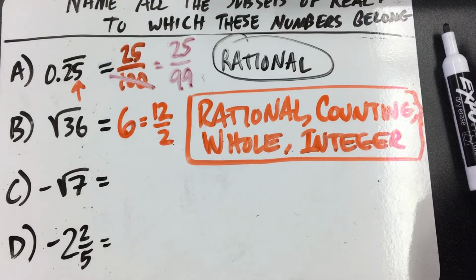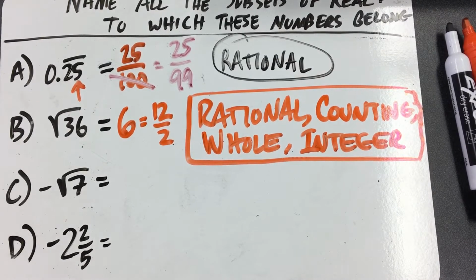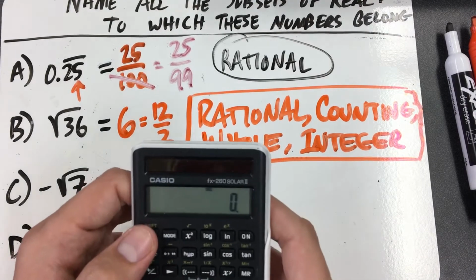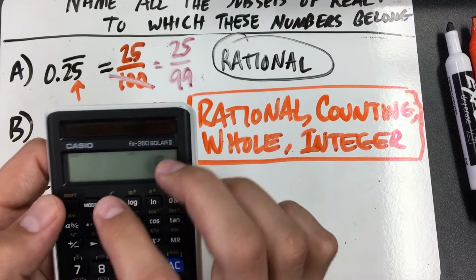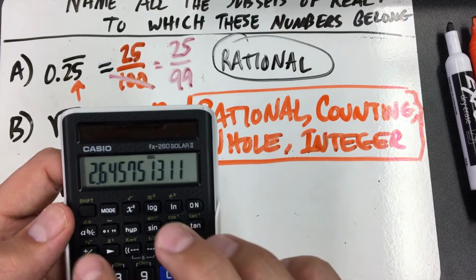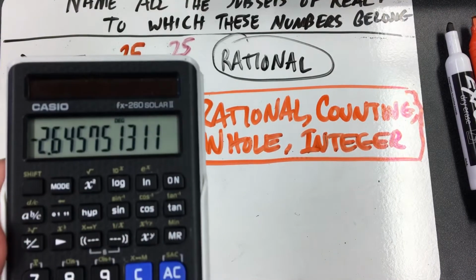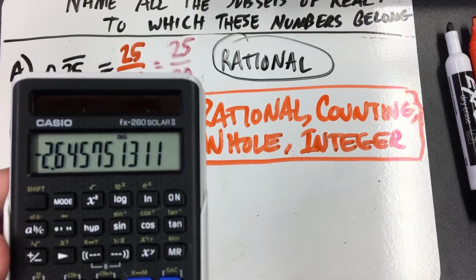Okay, the next one is the square root of 7. Do we know the square root of 7 in our head? I don't think so. So let me type it in here. Square root 7 square root, and then I'm going to make a negative right there. Look what I get. Negative 2.645751311.